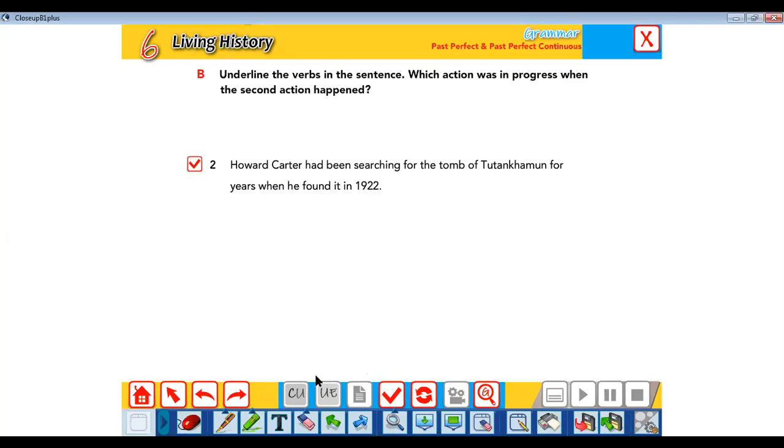Exercise B. We'll underline here the action that was in progress when the second action happened. I mean here the past perfect continuous, and it will be "had been searching".